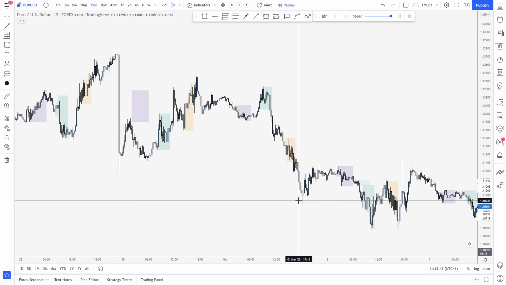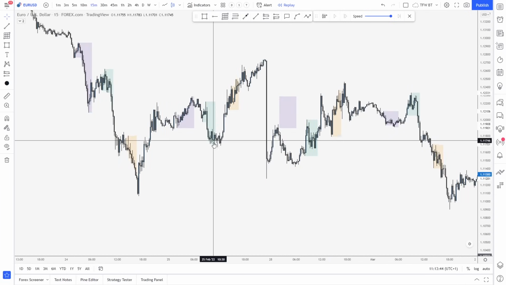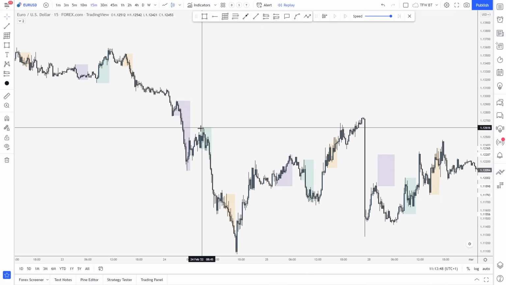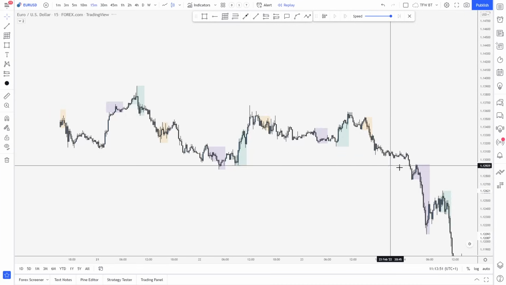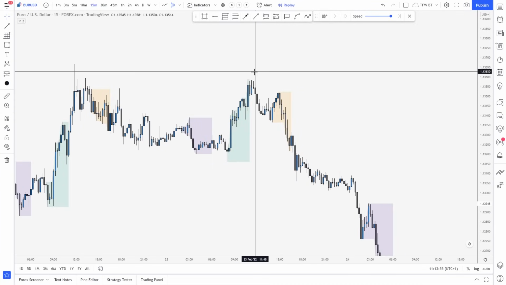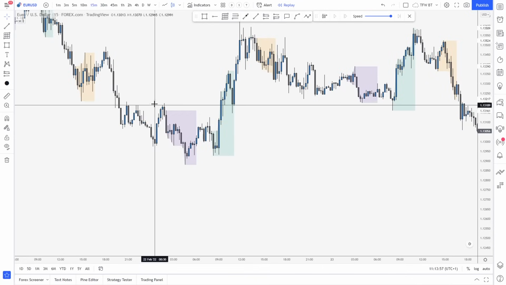Range, manipulation above, massive expansion. Range, manipulation below, right? Massive expansion. This one is trending. Yeah, this is actually the examples that I gave you, but you can go and look them up on your own. Range, manipulation below, tap into a level on the left. Where is your target? Asian high, bang, right?